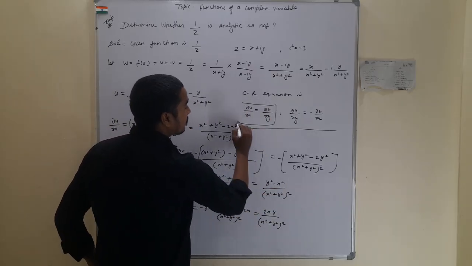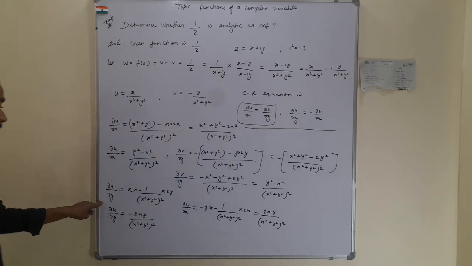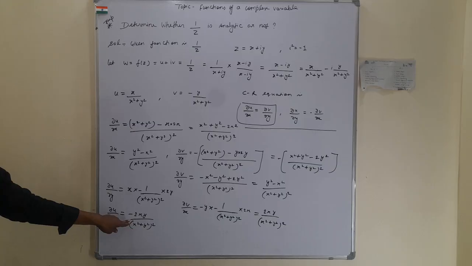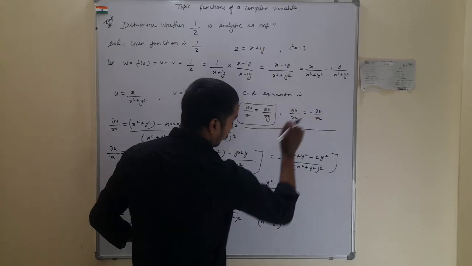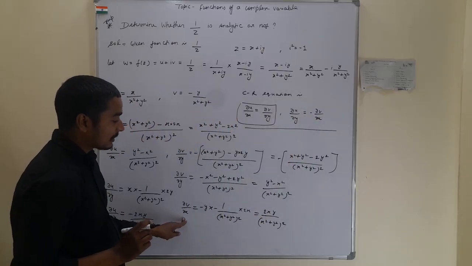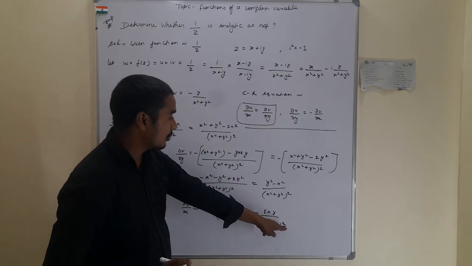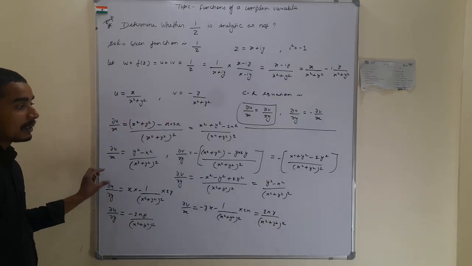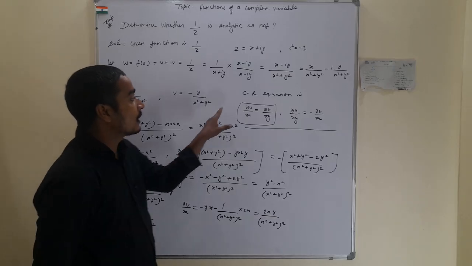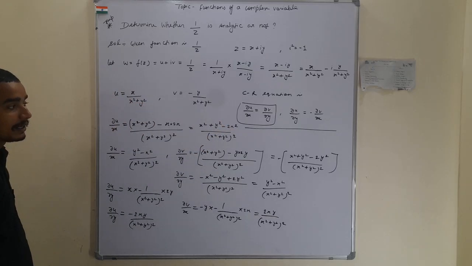This is satisfied, and the second is ∂u/∂y. The value of ∂u/∂y is here minus 2xy upon (x² + y²) whole square, and the value of ∂v/∂x is here 2xy upon (x² + y²) whole square. Here is minus and here is also minus, so from the given data we can say that the CR equation is satisfied, then we can say that the given function is analytic.